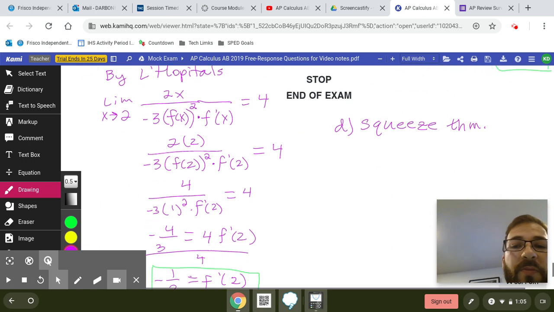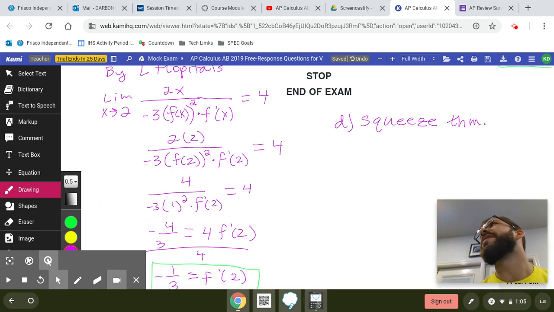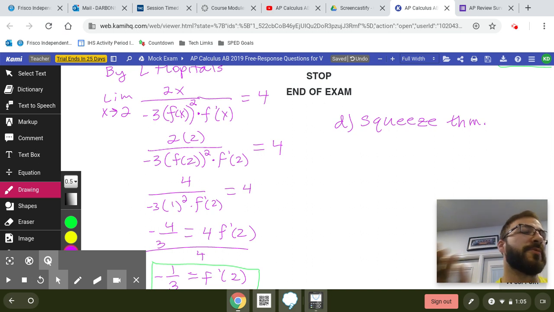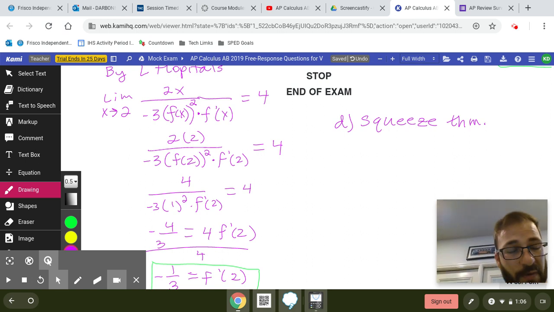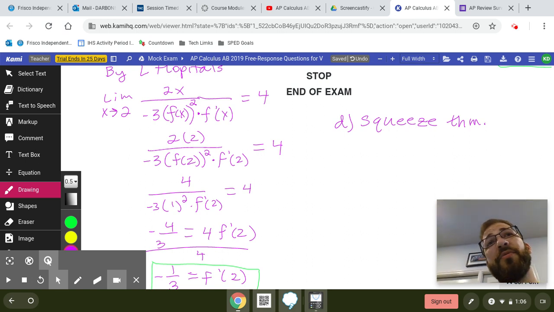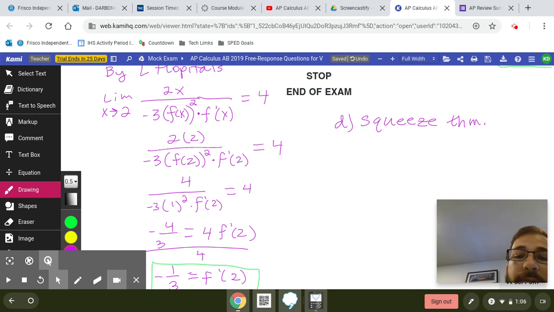Okay, you're probably like, Mr. Arbone, why is there this extra theorem you just never told us about? Well, there's lots of theorems, but this one's dumb. I don't know why it's on the AB exam. I'm going to be real honest with you. If you got all 44 of the other points, I think this 45th point you will survive without. So squeeze theorem, it's dumb. Don't worry about it.